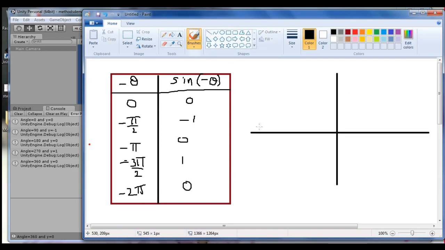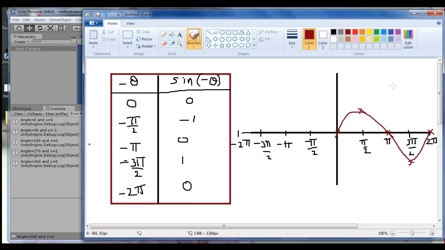If I need to draw the graph, we will have here -π/2, and here let us take -π. Here -3π/2, and maybe over here we will have -2π. This side we will have π/2 as usual, positive sign, and this will be π, this will be 3π/2, and this will be 2π. And I hope you know the graph for sine theta is going to look like this, right?